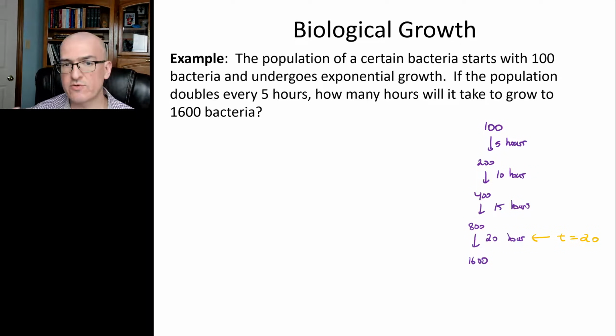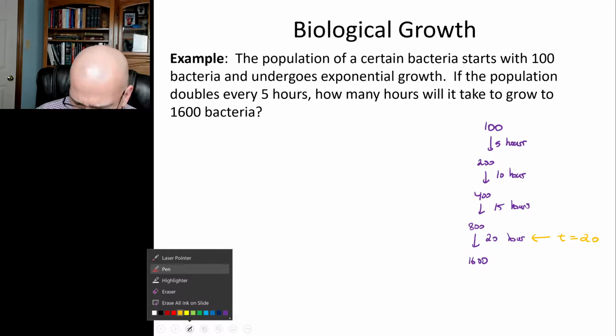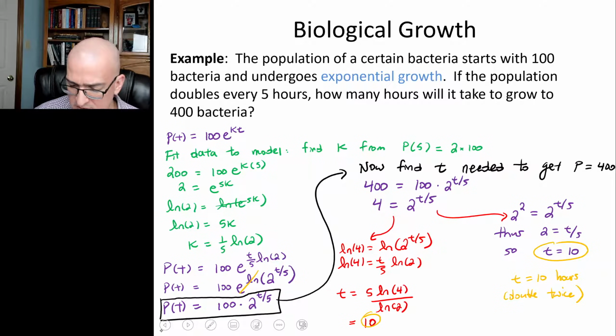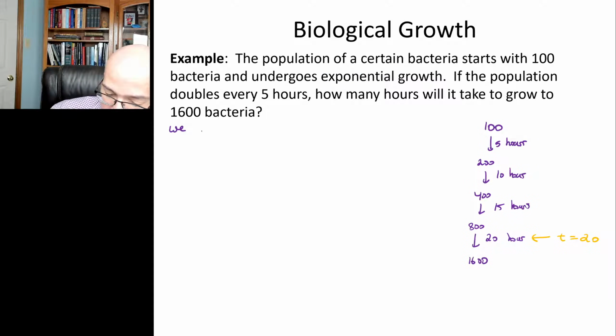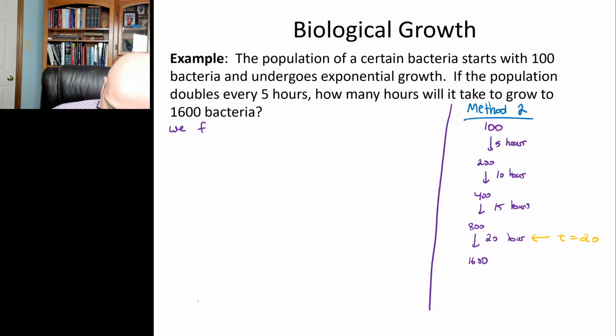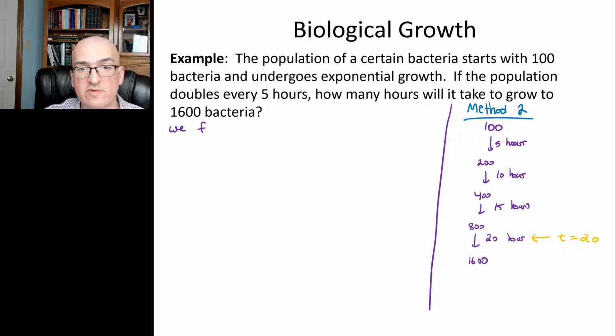But let's go ahead and do this algebraic way. I'm not going to redo everything from scratch. We got this model at the end: P of t is equal to 100 times 2 to the t over 5. I'm going to start there. It's all the same work, it's all the same numbers. I'll call this method 2 over here. Slightly misleading, because it's not always going to be a beautiful number like 1600. It might be a less beautiful number like 1800 or 1400.